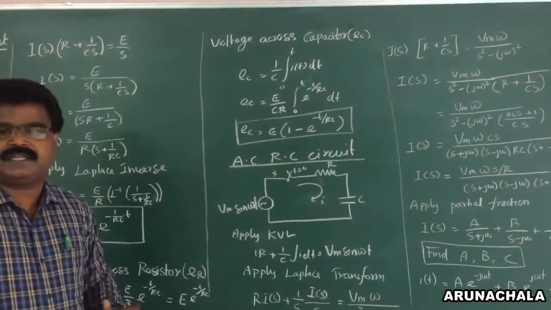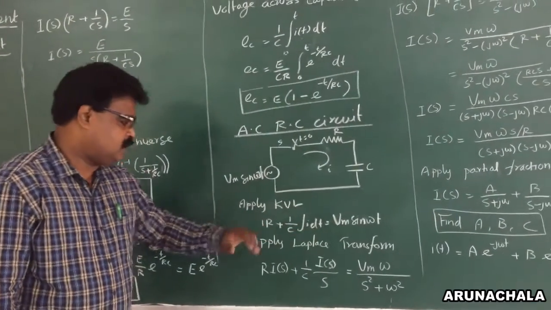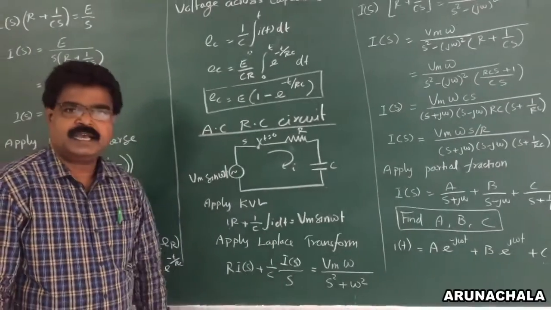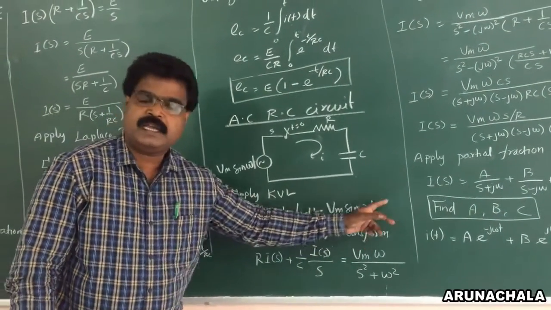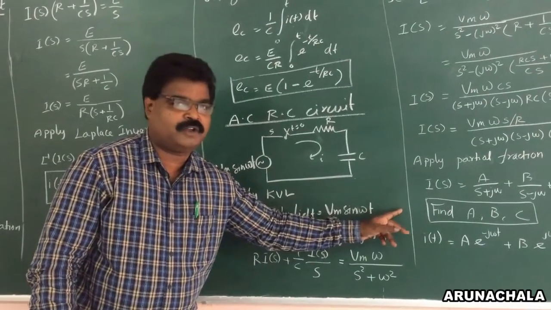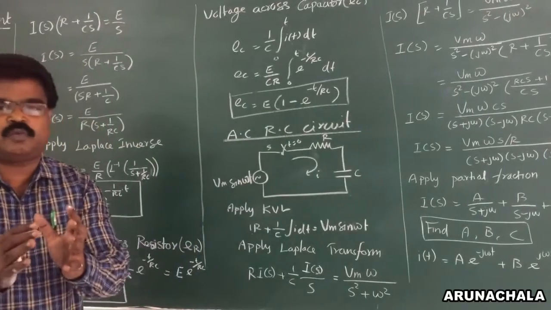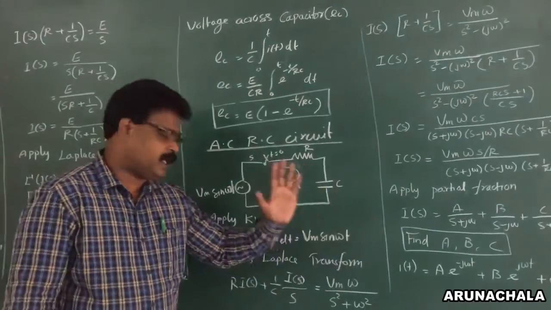Similar to the previous derivation, you have to apply Kirchhoff's voltage law and write the equation. So I into R plus 1 by C integral I dt, the voltage across the capacitor, is equal to the applied voltage, that is Vm sin omega t, plus or minus the initial voltage on the capacitor. That is also very important when you are solving problems. Here in the derivation we are taking the initial voltage as 0, so there is no initial voltage on the capacitor.